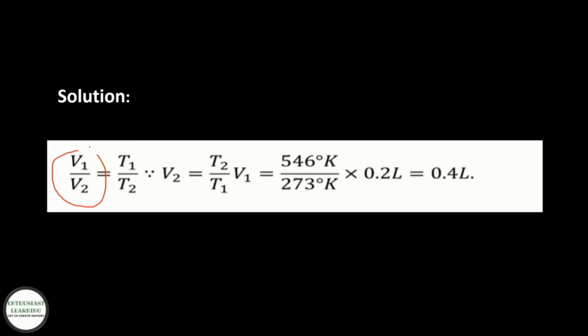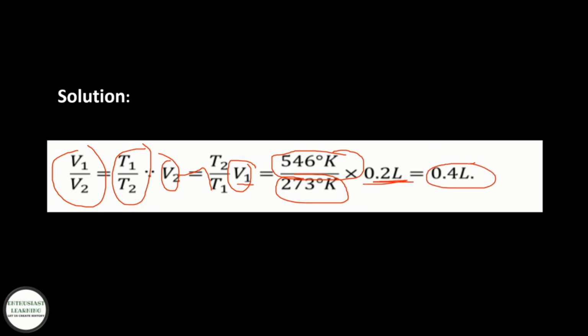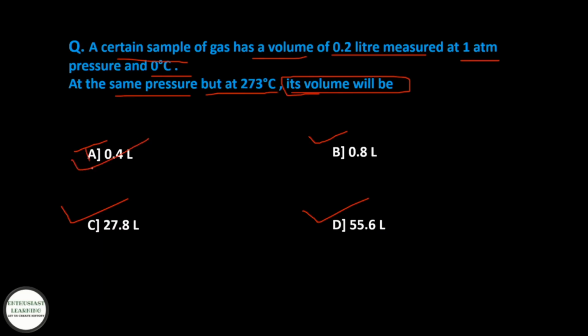As V1 upon V2 is equal to T1 upon T2, that means V2 is equal to T2 by T1 into V1. After putting the values, T2 is equal to 546 Kelvin, T1 is equal to 273 Kelvin, and V1, the initial volume, is 0.2 liter. The final answer would be 0.4 liter. So the correct option would be A.